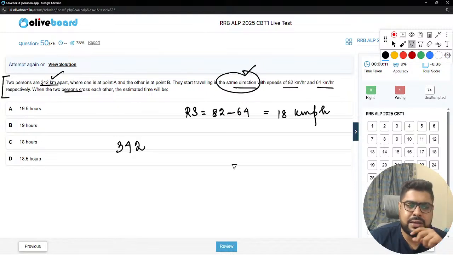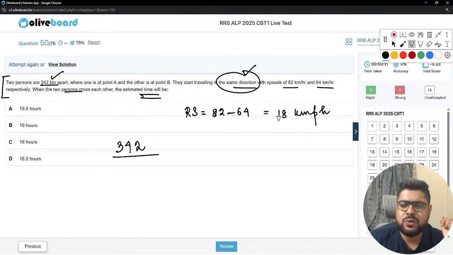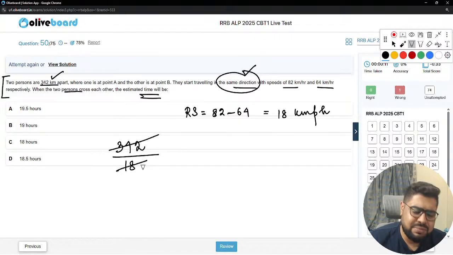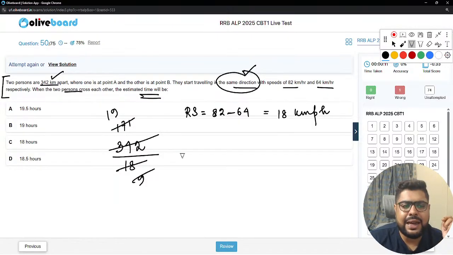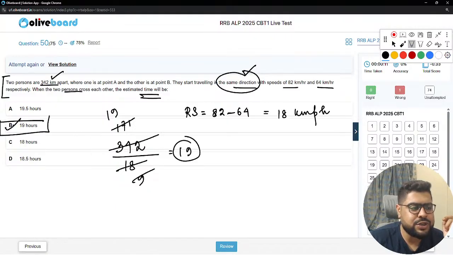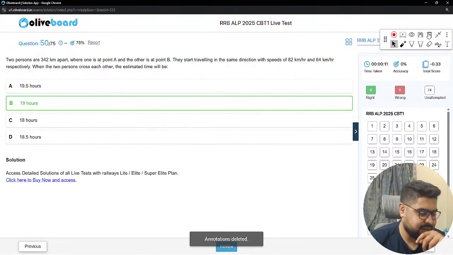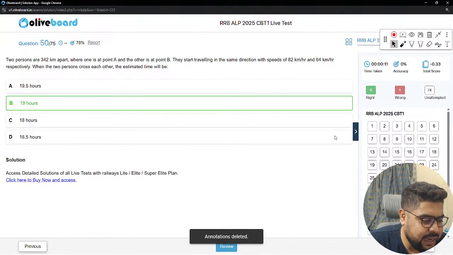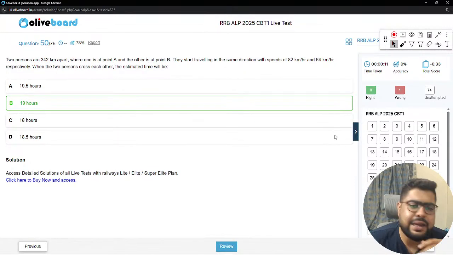342 kilometers. Right? So distance by speed will be the time. Distance by speed, sir. 342 by 18. Let's do it one by one for better understanding. 9 times 19 is 171, so 18 goes 19 times. So they will meet each other after 19 hours. Option B, 19 is the correct answer.